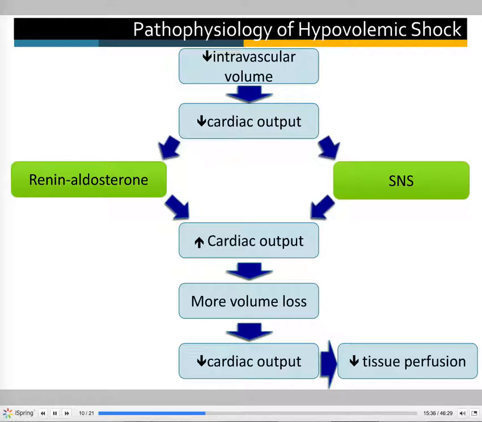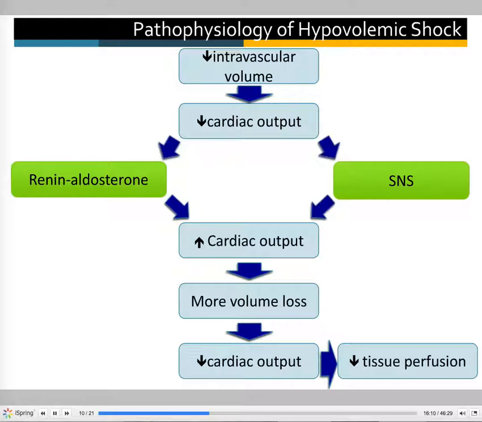Once renin is released, it tells angiotensinogen in the blood to convert to angiotensin 1. After angiotensin 1 is made, the blood circulates, gets to the lungs, meets up with ACE, angiotensin converting enzyme, and gets turned into angiotensin 2. Now that we have angiotensin 2, that causes vasoconstriction, and it also causes aldosterone to be released from the adrenal cortex.